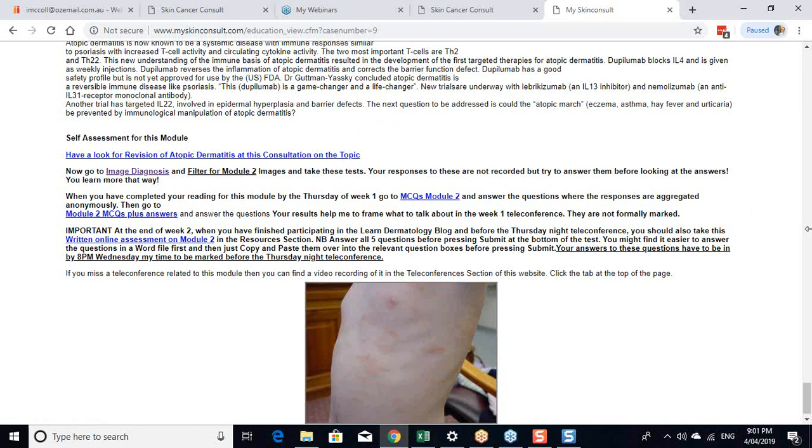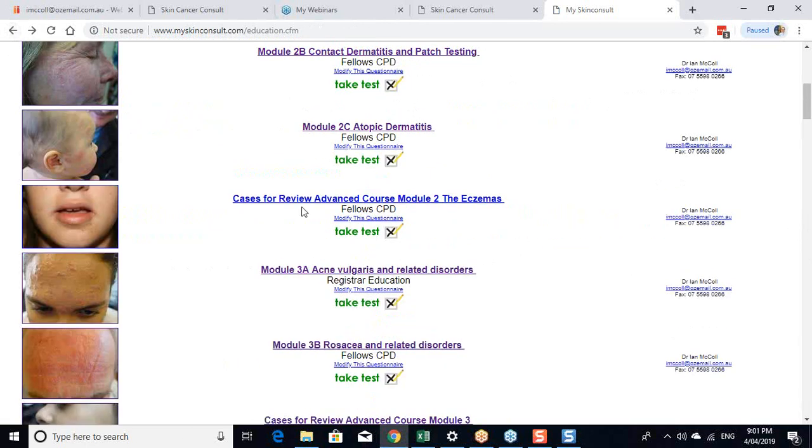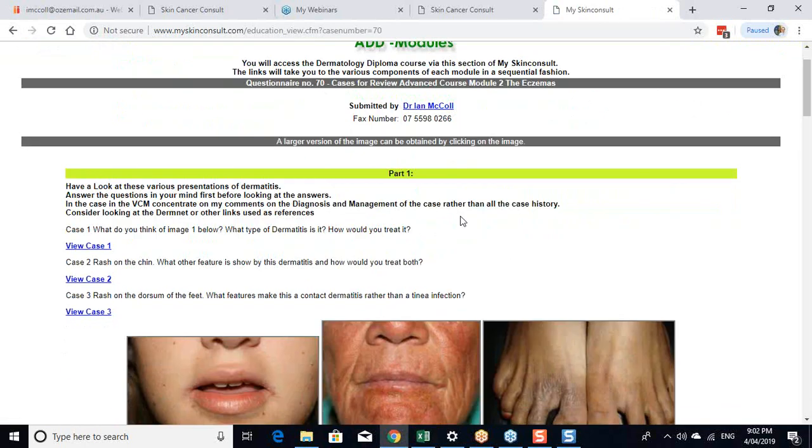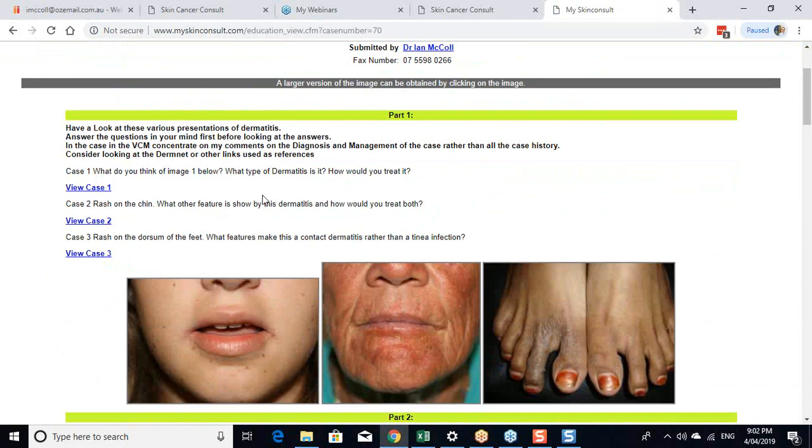So, any quick questions on what we've talked about with atopic dermatitis? I just wanted to bring you up to date with what's available. The other thing, by the way, in this bit of my Skin Consult, I had some cases there for review in the advanced course. We might just swiftly look at these. I said, answer the questions in your mind before looking at the answers.